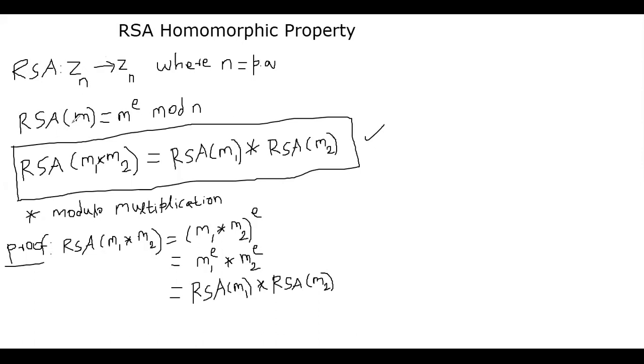Of course, in practice, we should not be using this directly. We should be applying padding to m so that m has some randomization built inside. But for this discussion, we don't have to worry about padding. Okay, so the property is this. RSA of m1 times m2 is the same as RSA of m1 times RSA of m2.